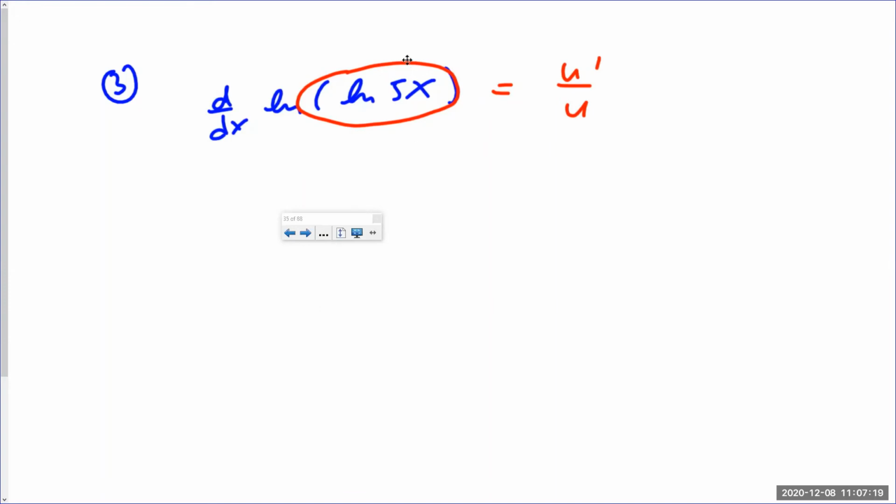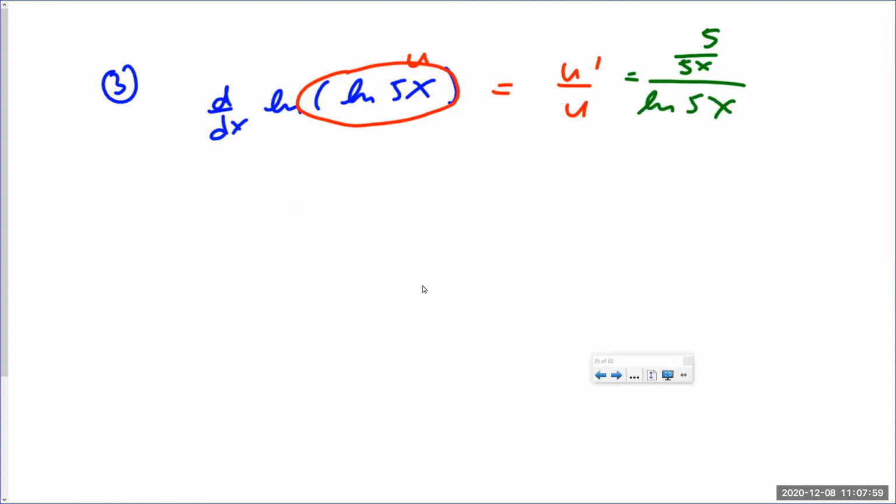If this is my u, what's u prime? What's the derivative of 5x? Very good. 5, well, it's 5 over what? 5 over 5x. You see that? Because the answer to this is u prime over u. This is my u, right? Well, if this is my u, what's the derivative of 5x? So that's the 5 over 5x. What's my u in this problem? ln of 5x, okay? So that is my answer.